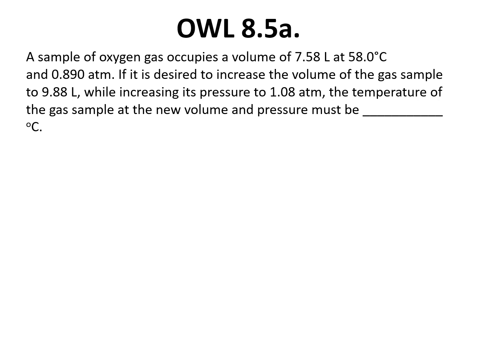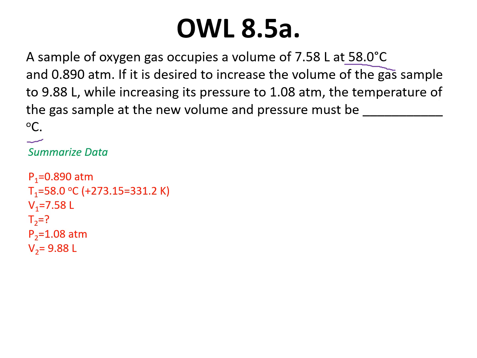OWL 8.5, a sample of oxygen gas occupies a volume of 7.58 liters at 58.0 degrees Celsius and 0.890 atmospheres. All of those numbers, just pointing out, do have 3 significant figures. Okay, if it's desired to increase the volume to 9.88 liters while increasing the pressure to 1.08 atmospheres, what would the temperature of this new volume and pressure need to be? And again, they're wanting it in degrees Celsius, but to do the calculation, we have to convert to Kelvin and then back to Celsius at the end.